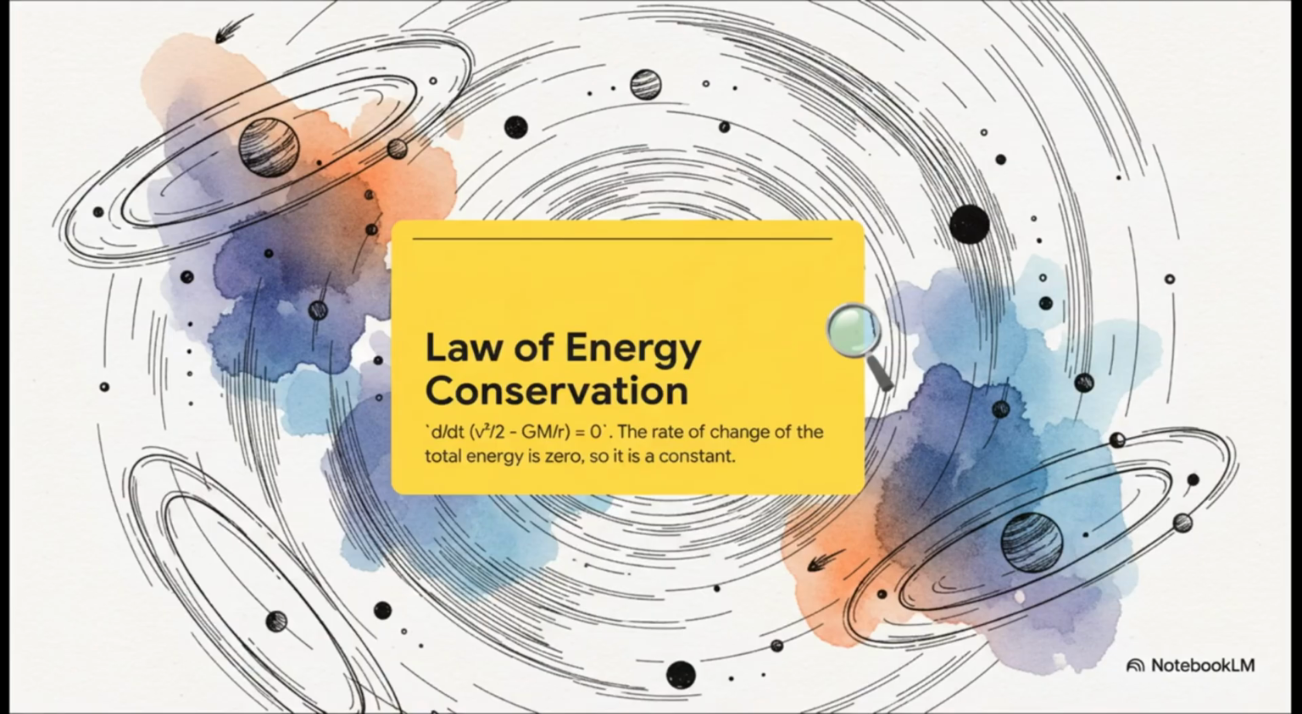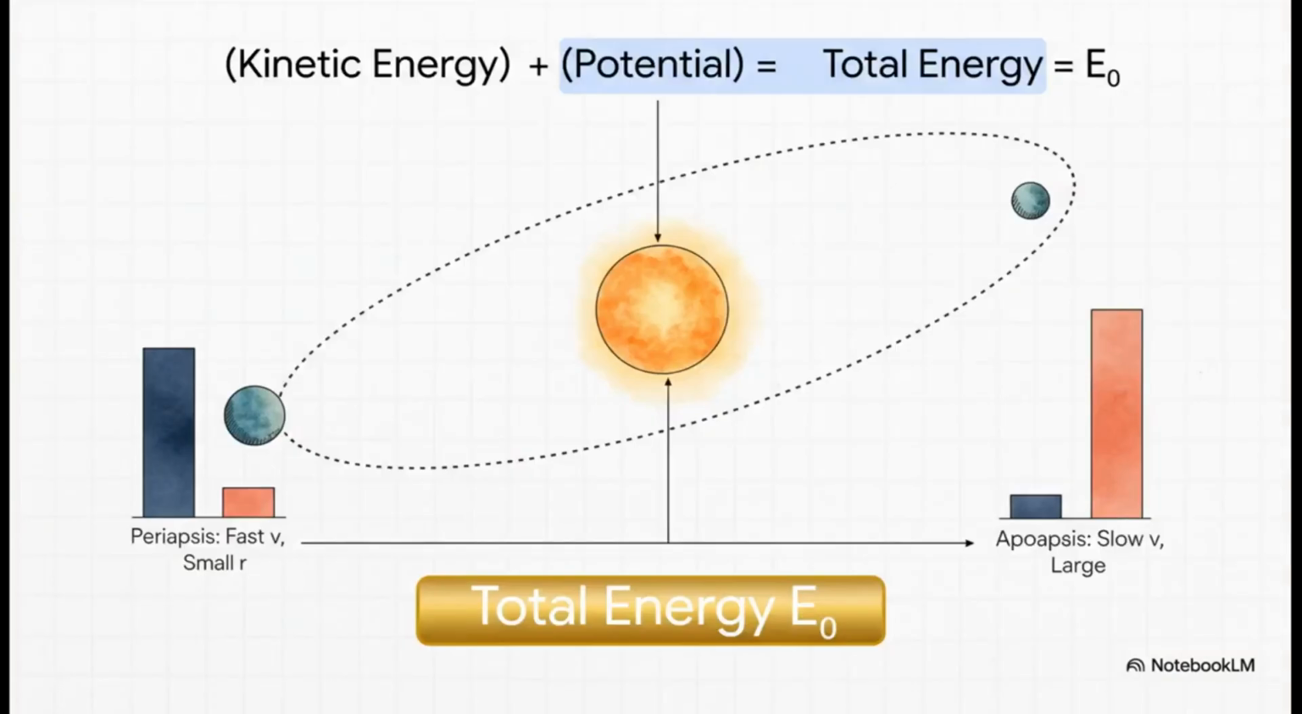And think about that for a second. If the rate of change of something is 0, it means that thing is not changing. It is constant. It is conserved. And this is it. This is the law of energy conservation for an orbit. An orbiting body is on a cosmic roller coaster. Its speed, v, and its distance, r, are changing every single moment. As it falls closer to the sun, it speeds up, gaining kinetic energy but losing potential energy. As it climbs back out, it slows down, losing kinetic energy but gaining potential. But this equation tells us their sum, the total energy, E naught, remains absolutely constant through the entire trip.